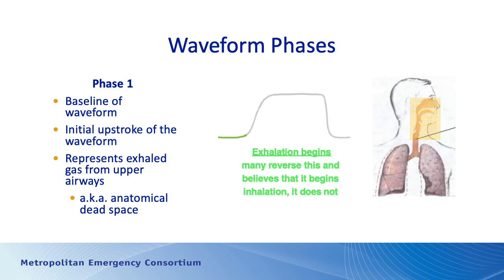So the first phase is the green section at the base. That's the baseline, as the patient has finished inspiration and is getting ready to exhale. So the baseline at the end of inspiration is phase 1. It's right there where the first upstroke of the expiratory phase begins. That value represents the carbon dioxide that's in the upper airway, or in the anatomical dead space. It's measuring the amount of CO2 that is in the nose and mouth. It's really not telling you what's in the lungs.